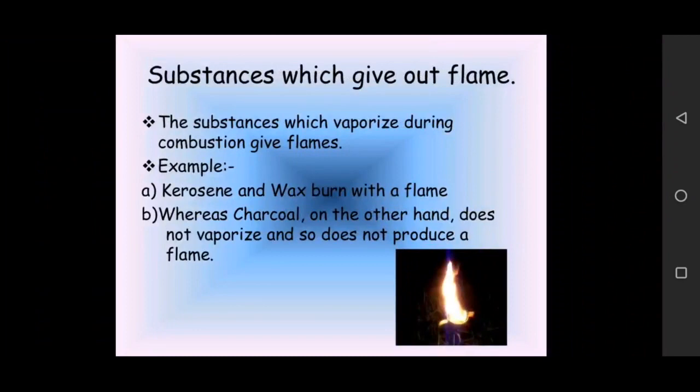Now let's study about a flame. Substances which give out flame. The substances which vaporize during combustion give flame. For example, kerosene and wax burn with a flame, whereas charcoal, on the other hand, does not vaporize, so it does not produce a flame. So the substances which vaporize during combustion are the substances that give flame.